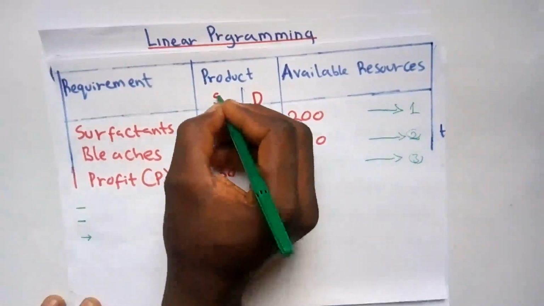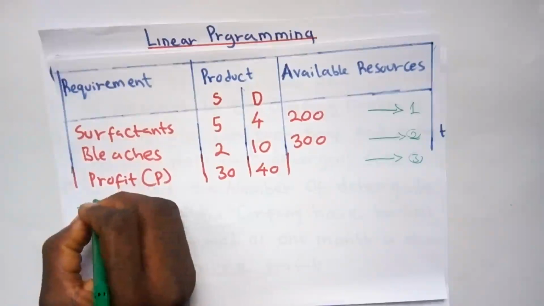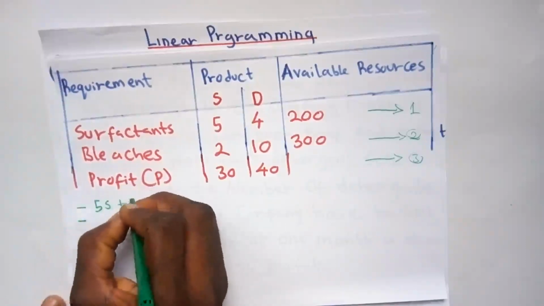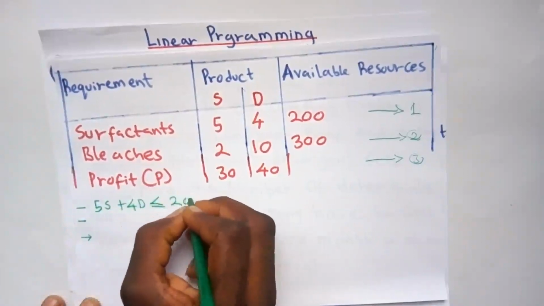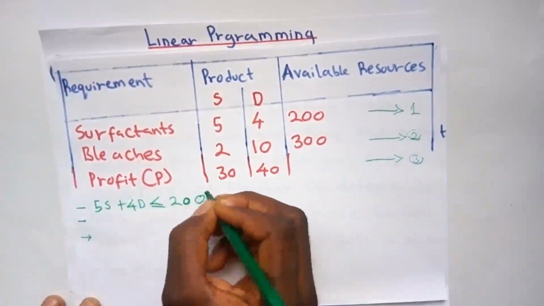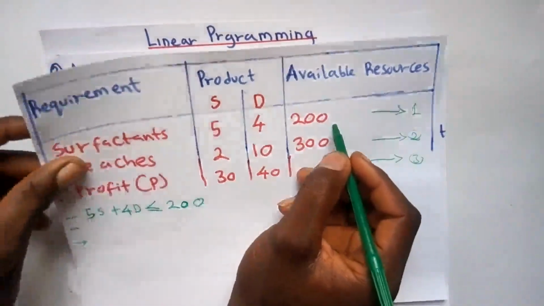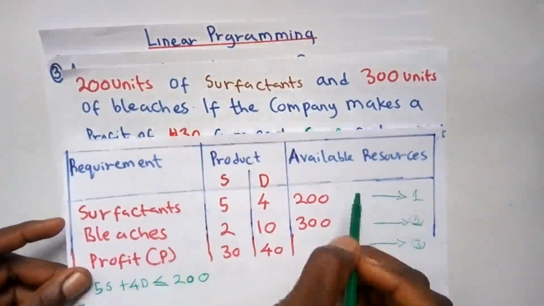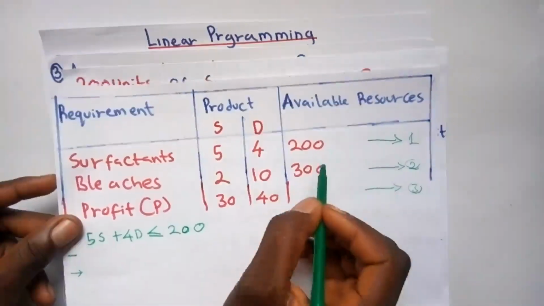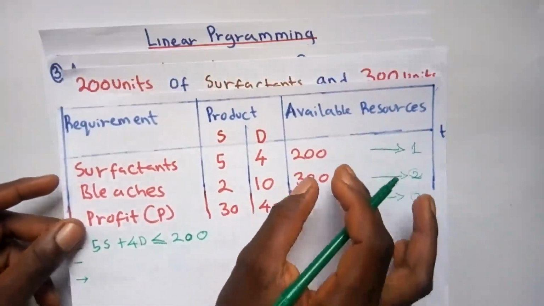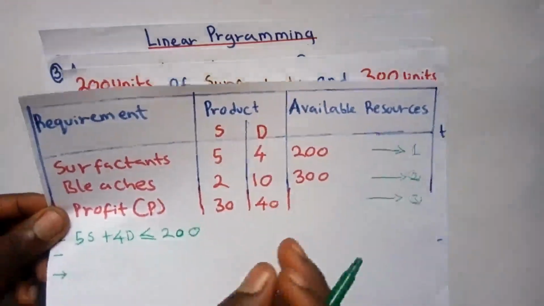So 5s plus 4d is less or equal to 200, because the company has only 200 units of surfactant available. The company cannot have more than 200 units of surfactant available for that production process for the period of 1 month.